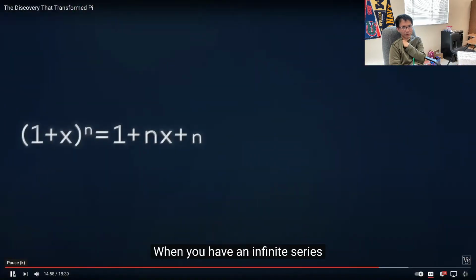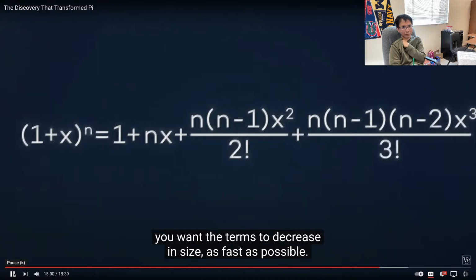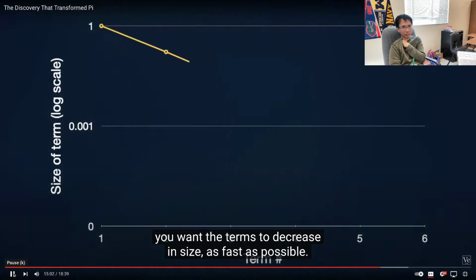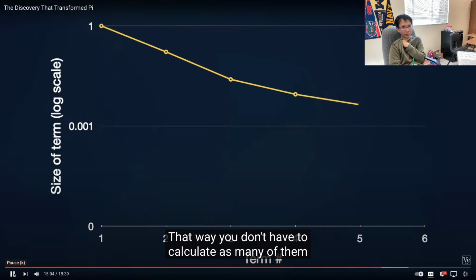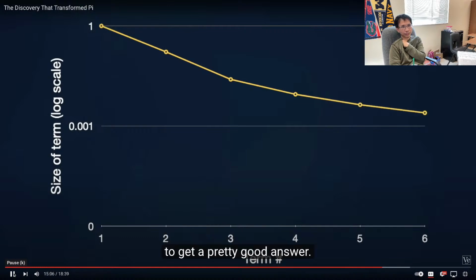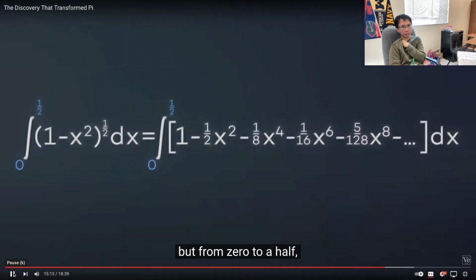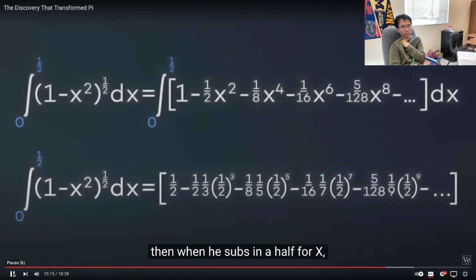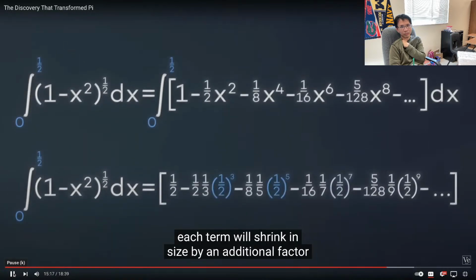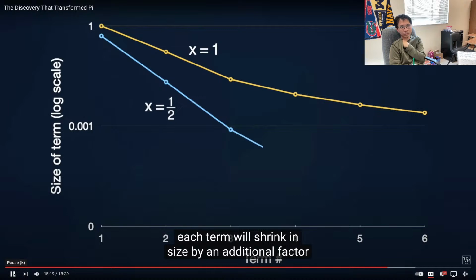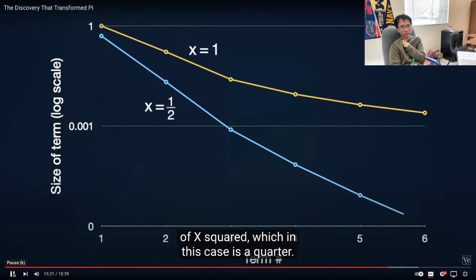You know, when you have an infinite series, you want the terms to decrease in size as fast as possible. That way you don't have to calculate as many of them to get a pretty good answer. Newton sees that if he integrates not from 0 to 1, but from 0 to a half, then when he subs in a half for x, each term will shrink in size by an additional factor of x squared, which in this case is a quarter.